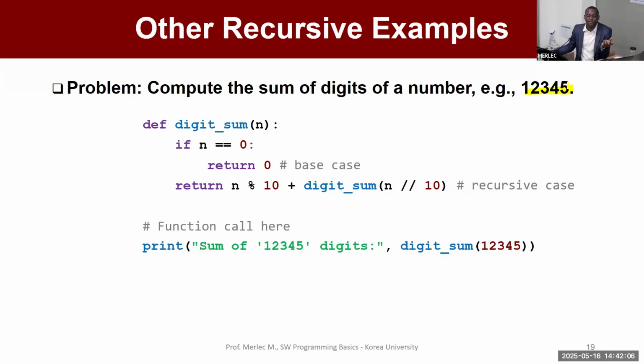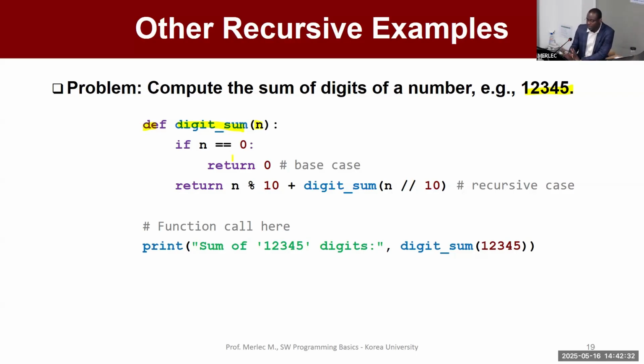Remember, this is different from the previous example. In the previous example, we received a list of items, but this is an integer number, and we want to sum the digits of the number. So for us to do that, we define a function called digit_sum with the keyword def, and it receives the number as n.